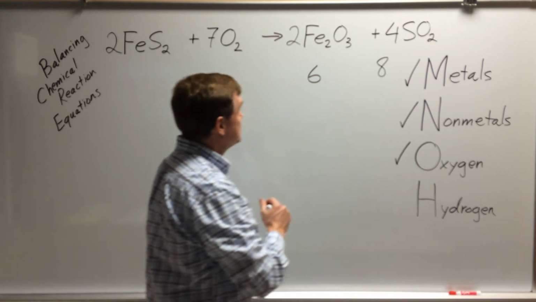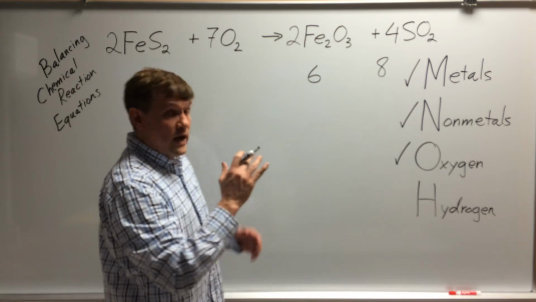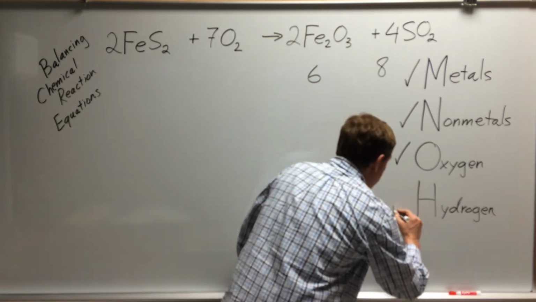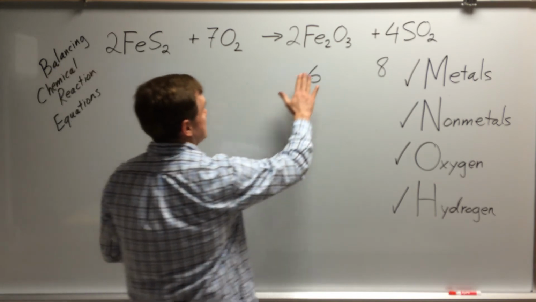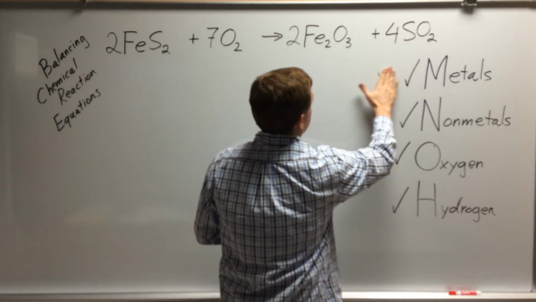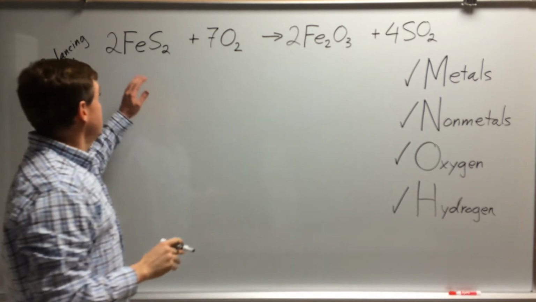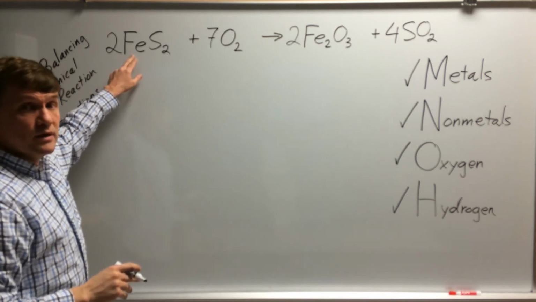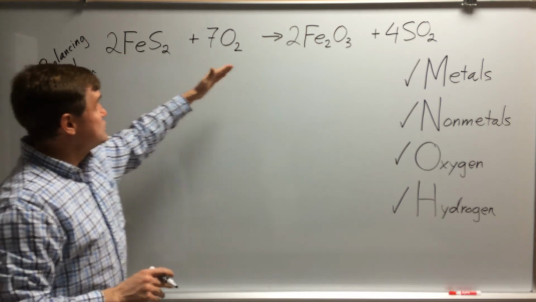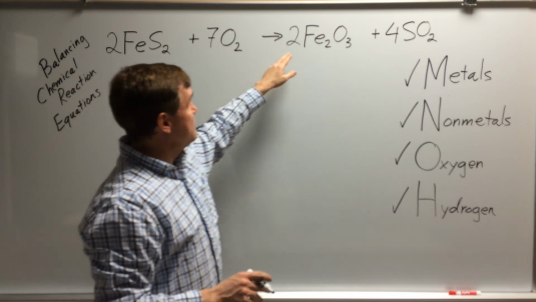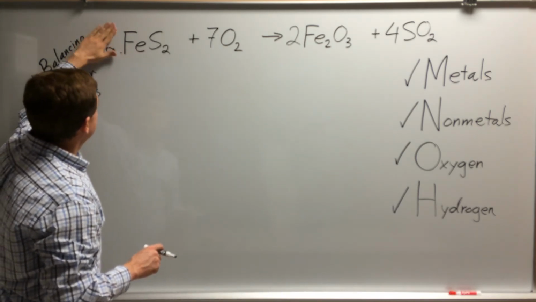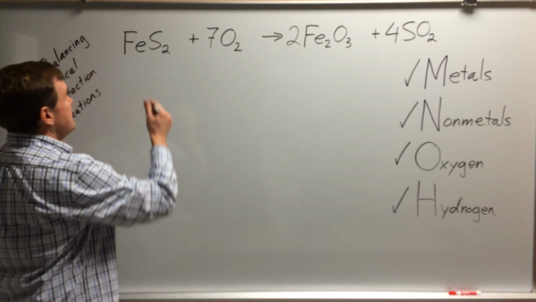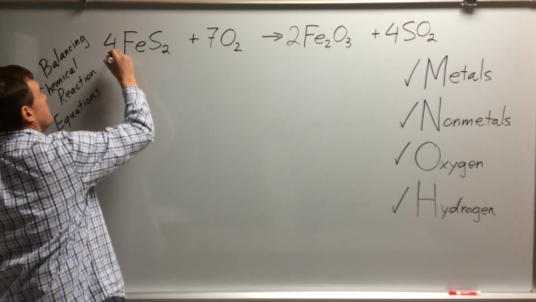So I finished oxygen. Let's go to hydrogen. I don't have any hydrogen, so that's good. So let me put a check mark here, and we're going to go back to our metals. Now let me take this out of the way because we don't need it right now, and we're going to compare our metals. Now here I've got 2 iron atoms, and so 2 on the left side, but I have 4 on the right side, so I need to change this.